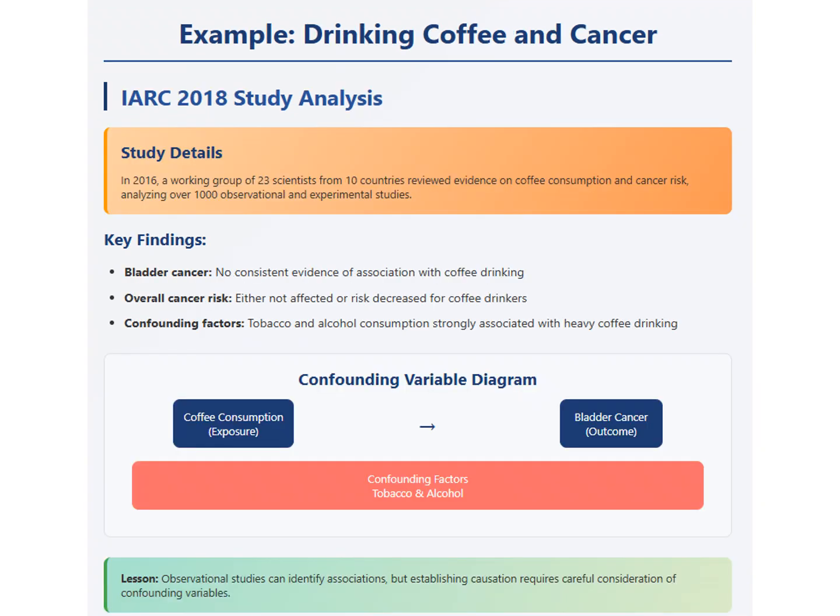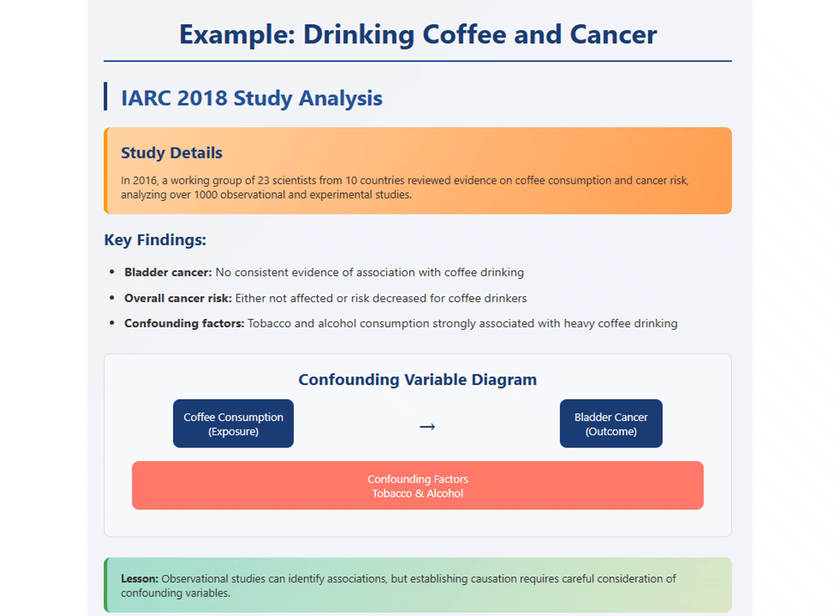Now I want to walk you through a detailed example that shows how these statistical principles work in practice. This is the story of coffee and cancer, and it's a perfect illustration of why association doesn't equal causation. In 2016, a working group of 23 scientists from 10 countries met to review evidence about coffee consumption and cancer risk. They analyzed over 1,000 studies. That's a huge amount of research, and here is what they found.